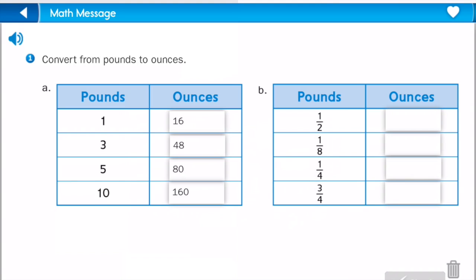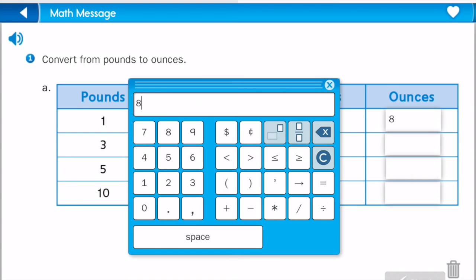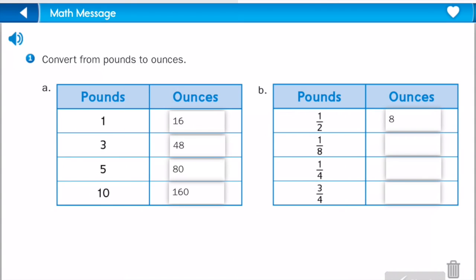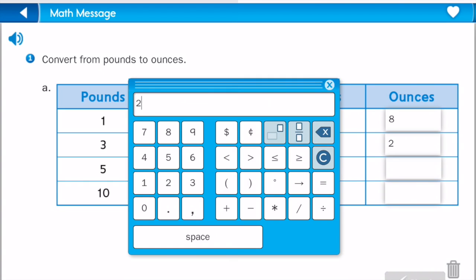All right, now we're going to be converting fractions of pounds to ounces. So for here, there are 16 ounces in 1 pound. 1/2 of 16 is 8, so there is 8 ounces in 1/2 of a pound. Okay? So to find 1/8 of 16 ounces, we're going to divide 16 into 8 equal groups. And so what would that be if we divided 16 into 8 equal groups? Yeah, it would be 2 ounces in each group, so that means that 1/8 of a pound would be 2 ounces.